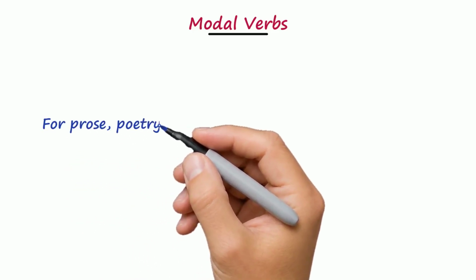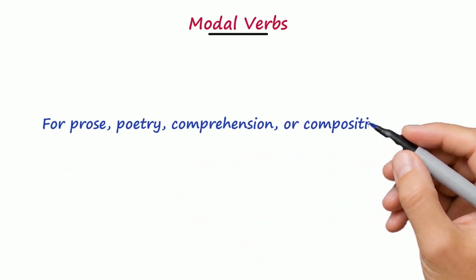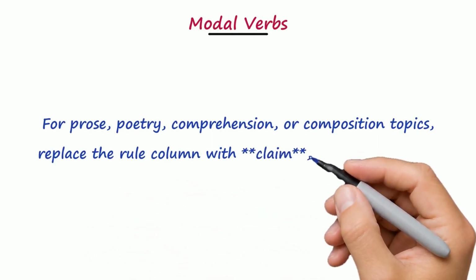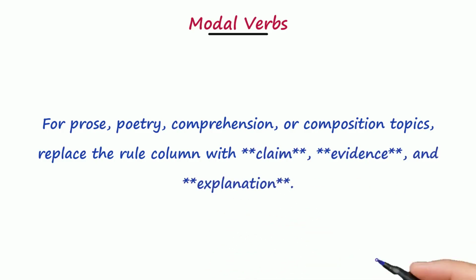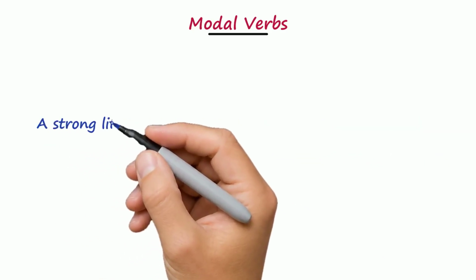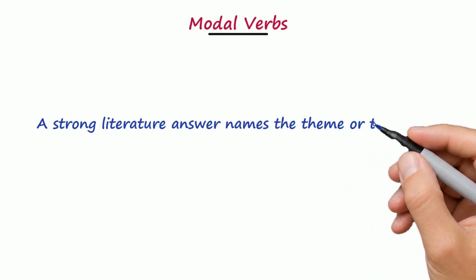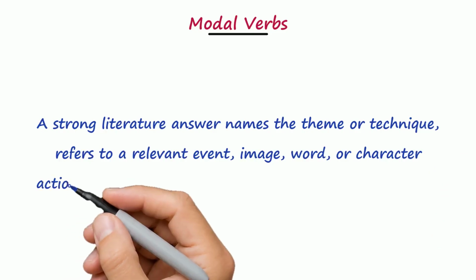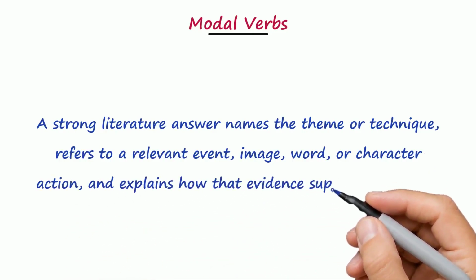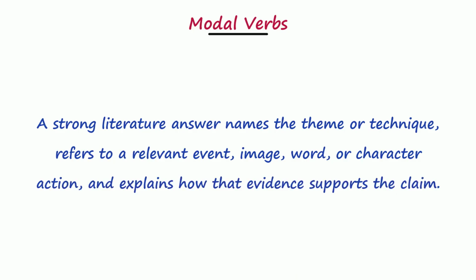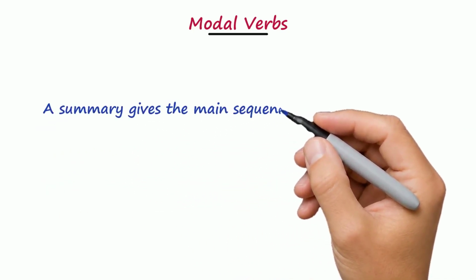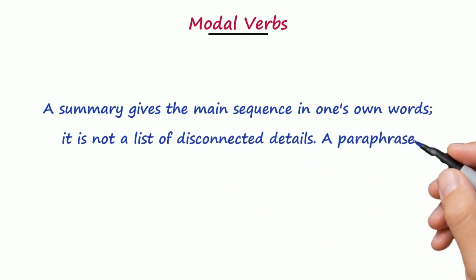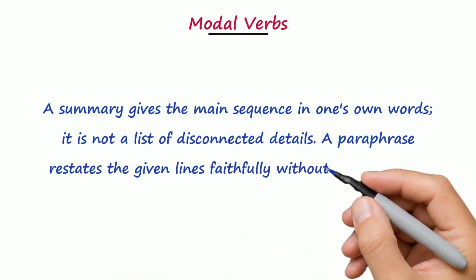For prose, poetry, comprehension, or composition topics, replace the rule column with claim, evidence, and explanation. A strong literature answer names the theme or technique, refers to a relevant event, image, word, or character action, and explains how that evidence supports the claim. A summary gives the main sequence in one's own words. It is not a list of disconnected details. A paraphrase restates the given lines faithfully without adding a new moral.